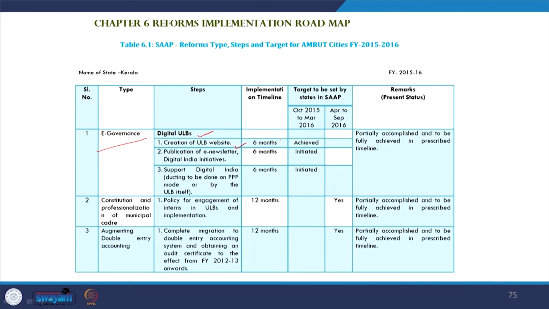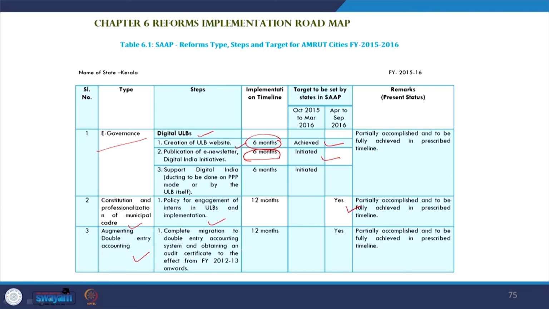So, the target for them was to do it in 6 months. They achieved it. Publication of e-newsletter, Digital India. So, they had the target of 6 months, which is initiated and so on. Further we see constitution and professionalization of municipal cadre, policy for engagement of interns in ULBs and implementation. So, they have been able to do it.